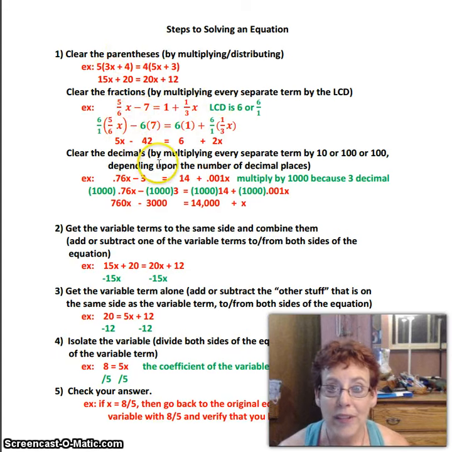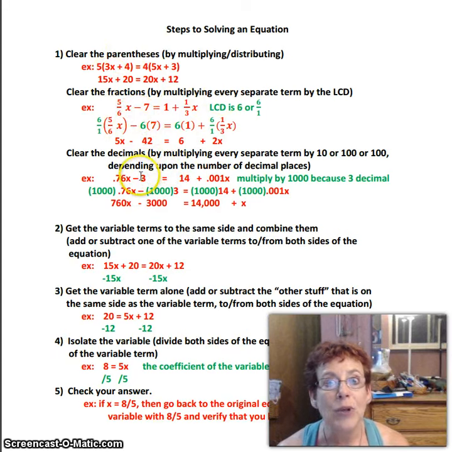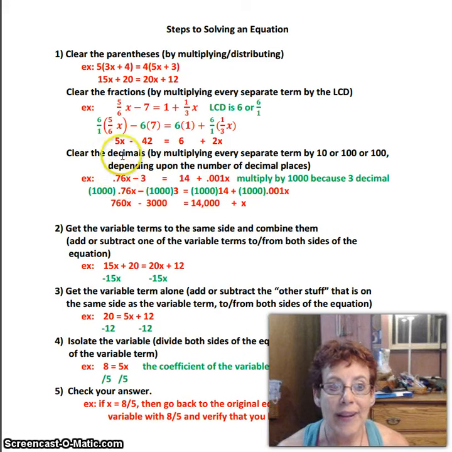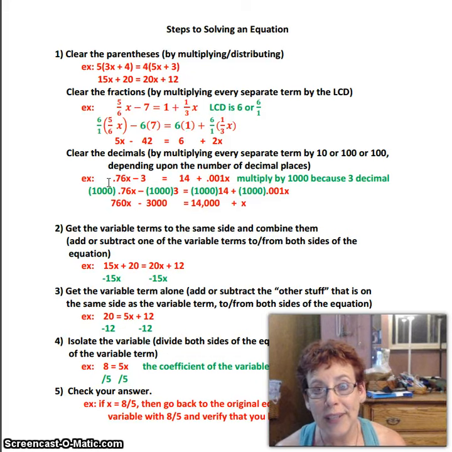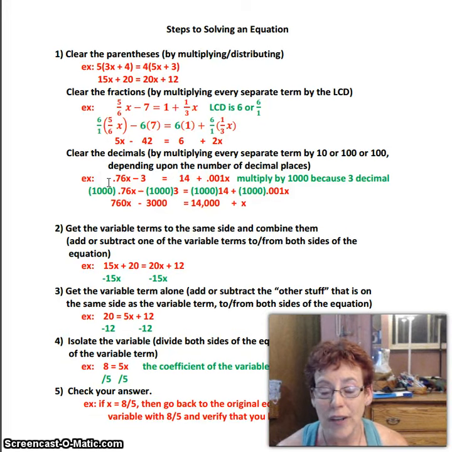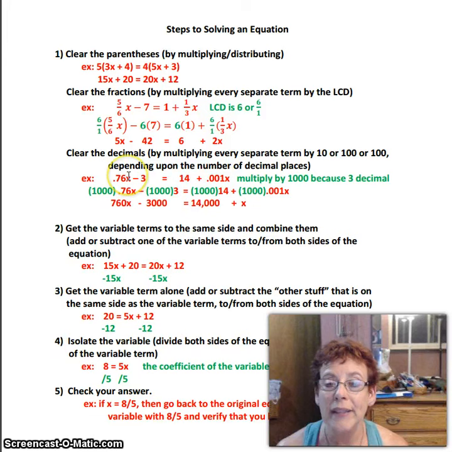The last thing that we want to simplify or get rid of to simplify our equation is by clearing decimals. Now we did some practice with multiplying by 10, by 100, by 1,000. And the easy way to do that, instead of actually doing the multiplication, is to move the decimal point as many zeros as there are. To multiply by 10, we move the decimal point one place.